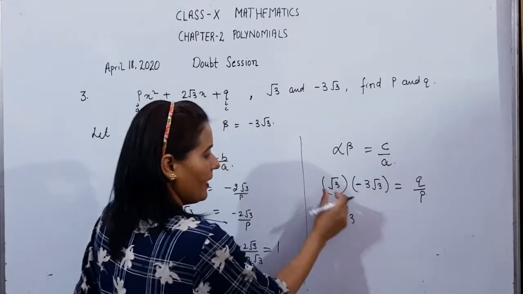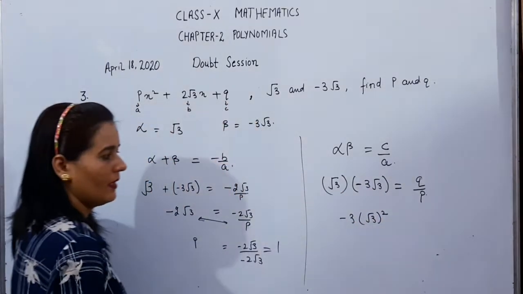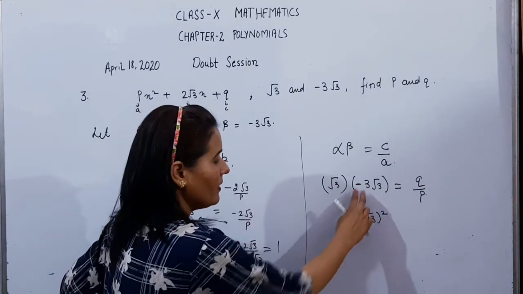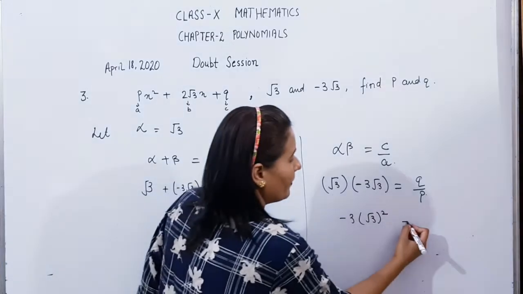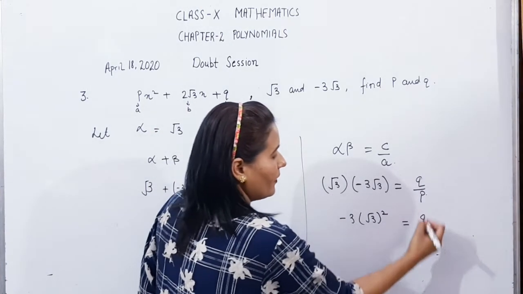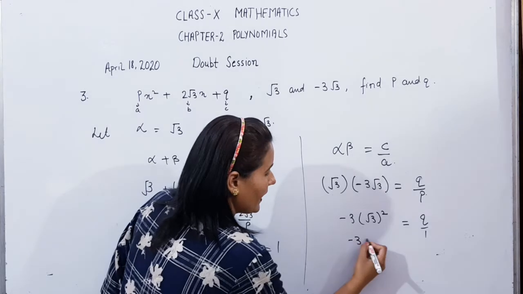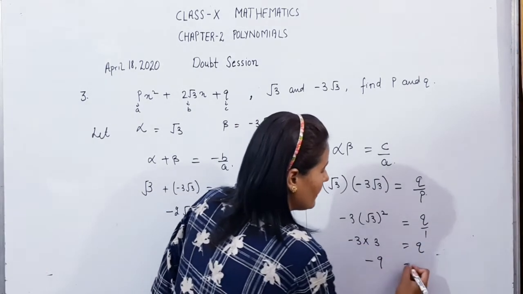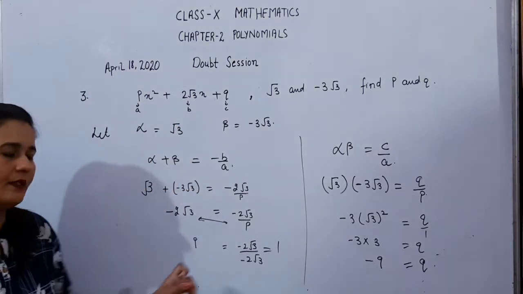Minus 3 and root 3 whole square. You solve it like this. Root 3 two times, so root 3 whole square. This minus 3 is here on this side, okay. In the beginning, p's value we can put 1, right? What is it? Minus 3 into 3 is equal to q, that is minus 9 equals q. This is the value of p and q.